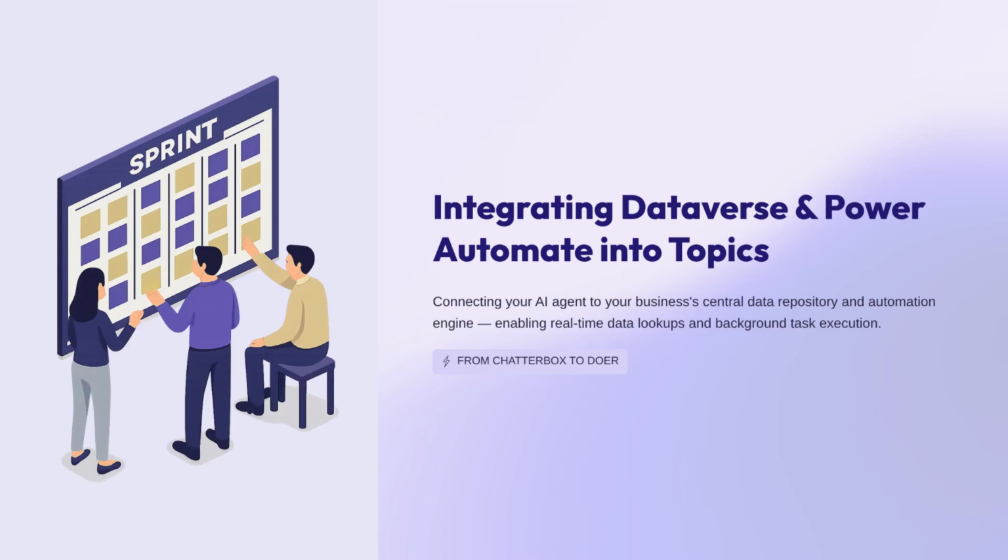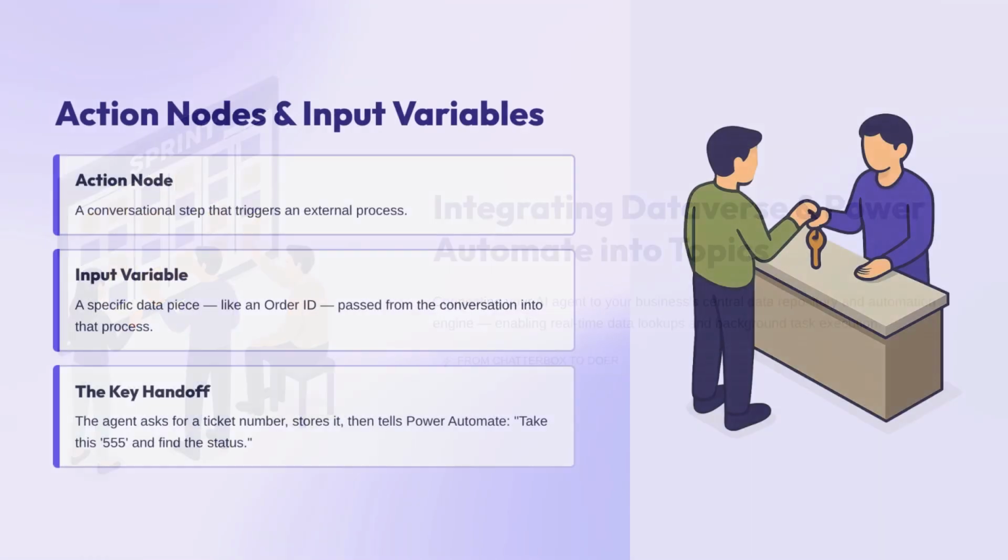So now that we've mastered the idea that our agent needs to be a doer, you might be wondering how the agent actually asks for that information from the database. Well, that brings us right into our next step, which is input variables and action nodes.